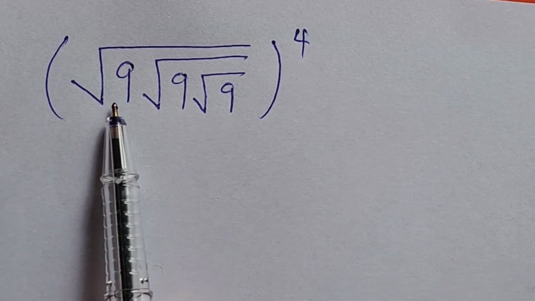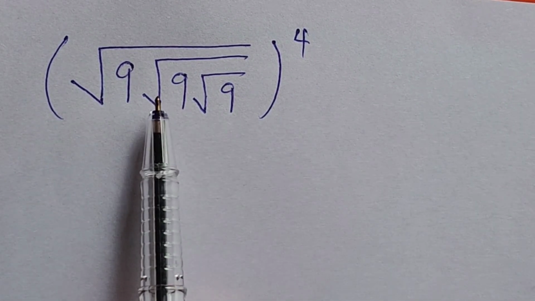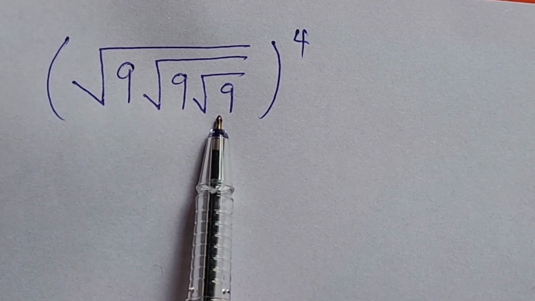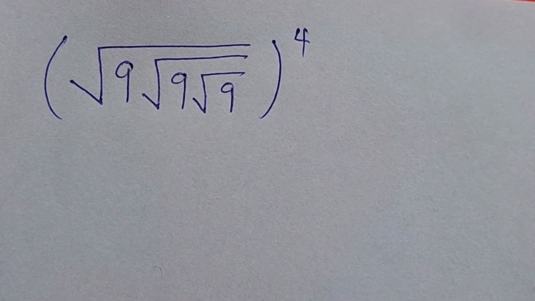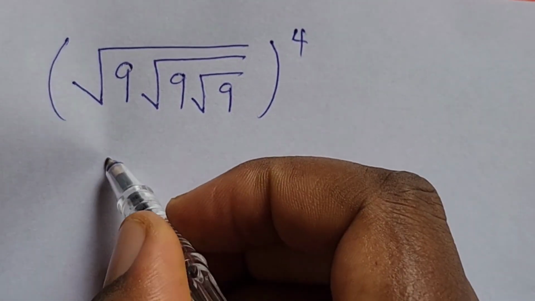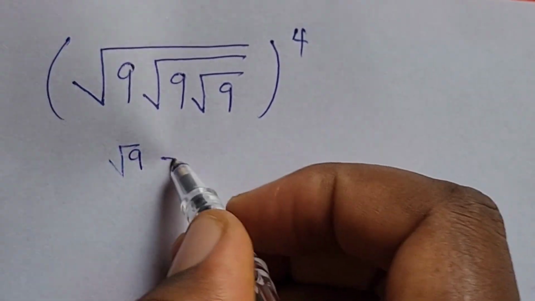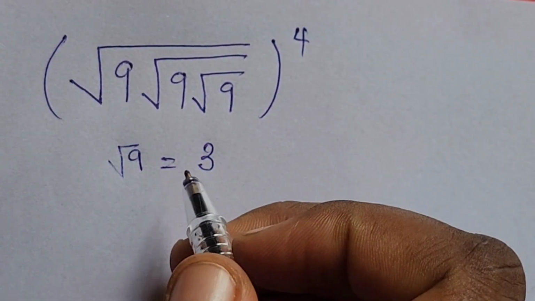So we have the square root of 9 root 9, all to the power of 4. So for us to resolve this, let's recall that our root 9 is equal to 3.